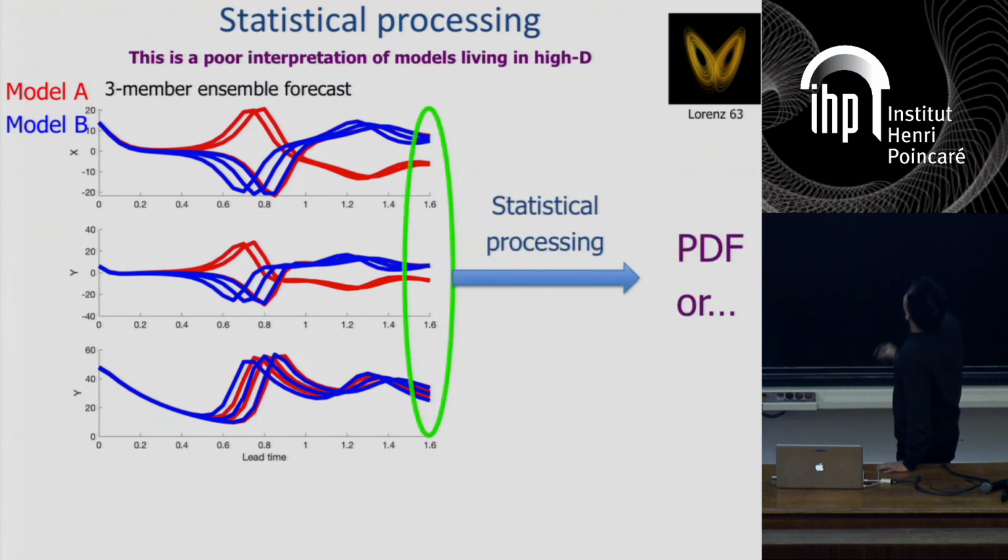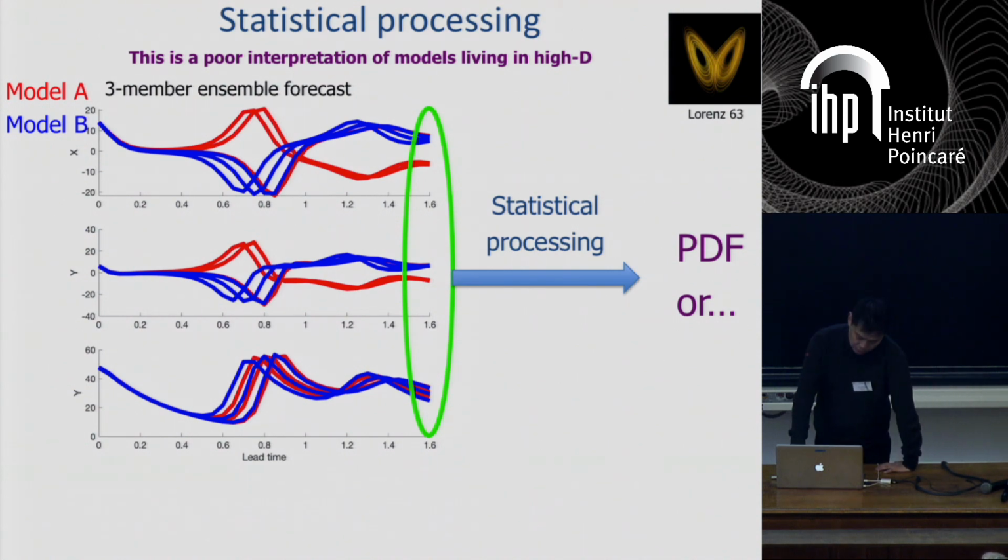Normally, instead of combining them dynamically, we usually just look at the end of the lead time of interest, and we do some kind of statistical processing, and we generate a PDF at that time.